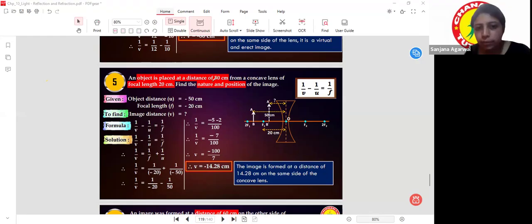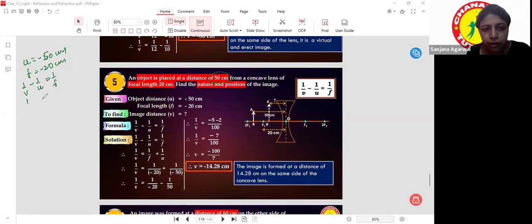So an object is placed at a distance of 50 centimeter from a concave lens. Again, the object distance will be negative as always. A focal length 20. Focal length of a concave lens is again always negative, so minus 20 centimeter. Find the nature and position of the image. Okay. Using the lens formula, 1 by v minus 1 by u equals 1 by f, nature of image, that is 1 by v, we have to get.